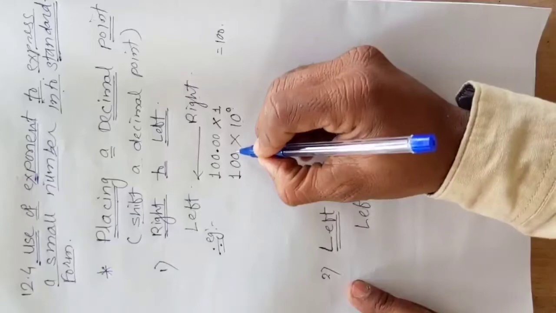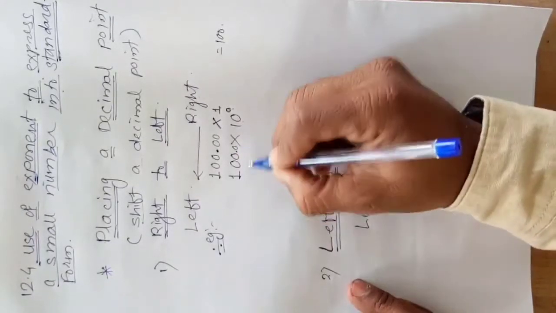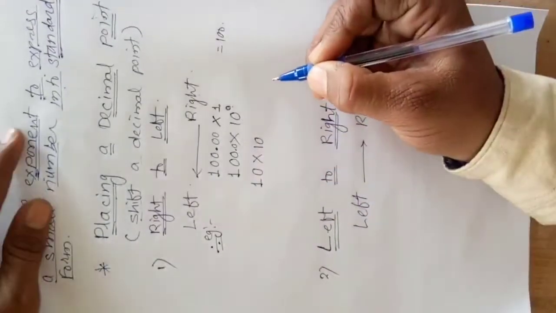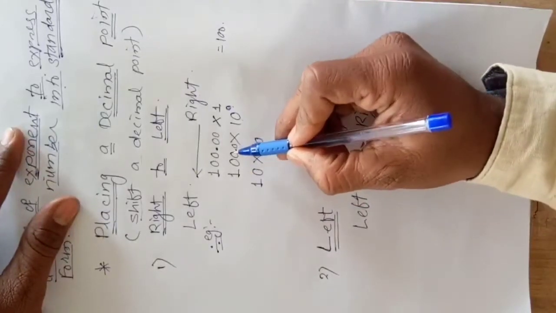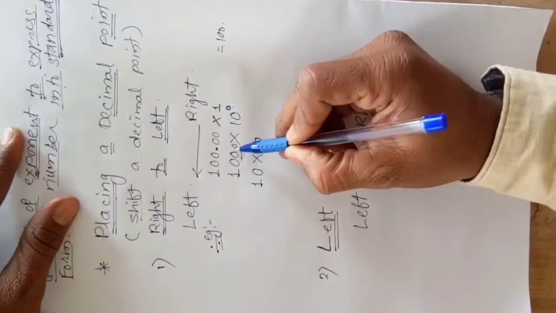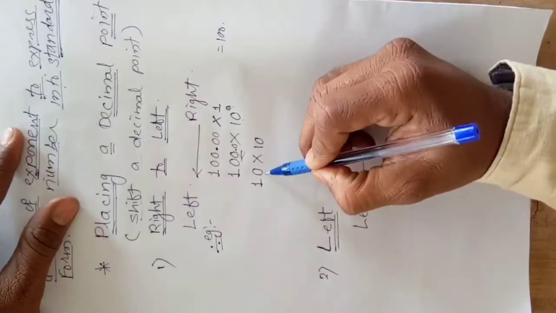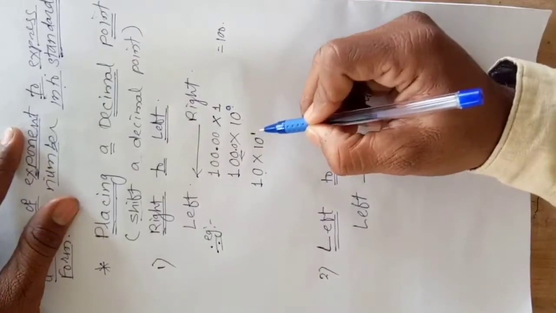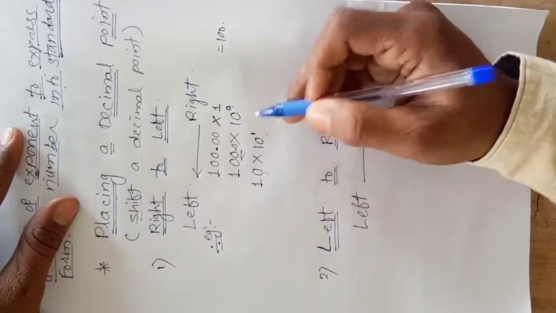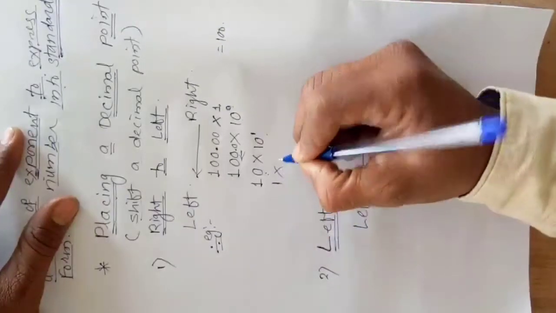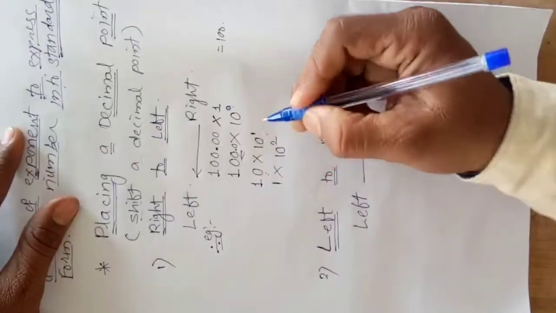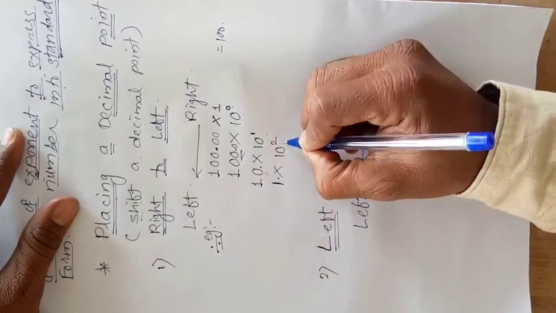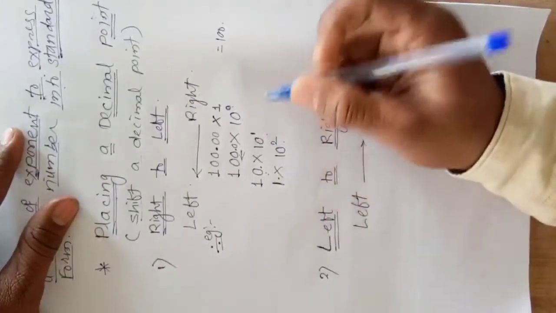But if we place this decimal point, meaning if we write 10 into 10, what happens? When the decimal point is transferred by one digit, this is the number 10 into 10, and here the power of 10 is 1. So 10 into 10 is 100. If we write 1 into 10 raised to the power 2, the decimal point is after 10, so 1 into 10 square equals 100. So 100 into 1 is also 100.